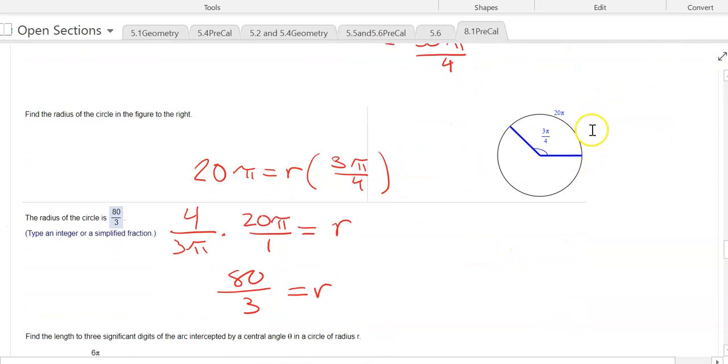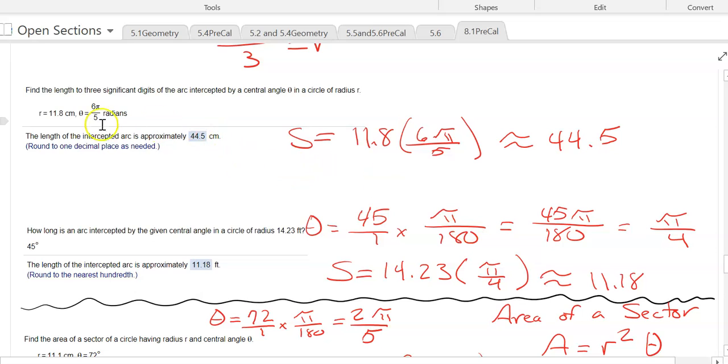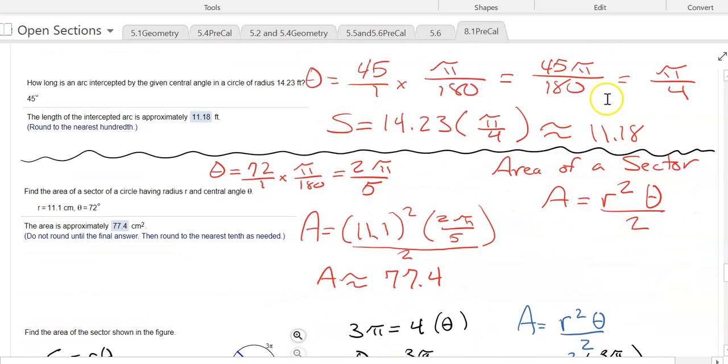Here we're given our arc length is 20. We're given our theta, which is already in radians, and we're looking for our radius, so we need to multiply each side by its reciprocal. Here, we're using our calculator here, so we're given our radius, and we're given our radians and theta. Make sure you round.